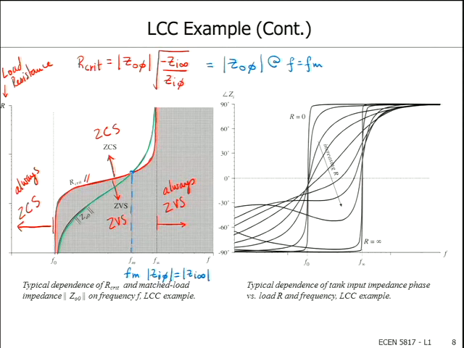Yes? Just before going on to the matching network, I have a quick question. What is ZCS? Why do you call it ZCS? Because at that point, when R is larger than R critical, then we don't get the ZVS. Why do you call it ZCS?